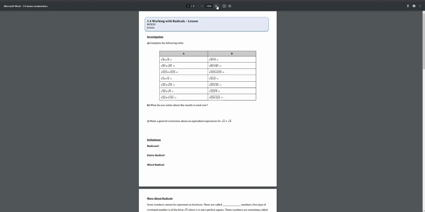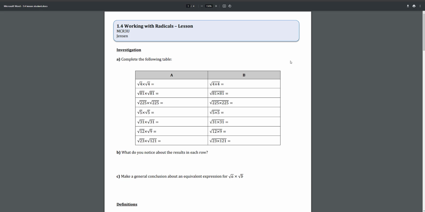So lesson 4, working with radicals. What are radicals? Radicals are essentially the square root signs. But they can be more than just square roots. What do I mean by that?